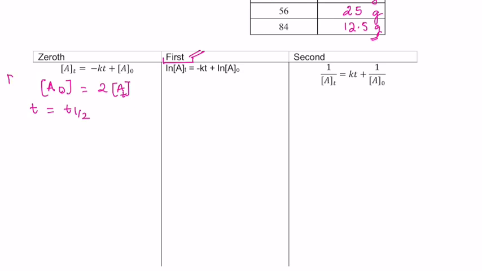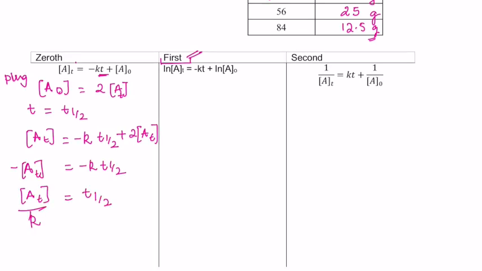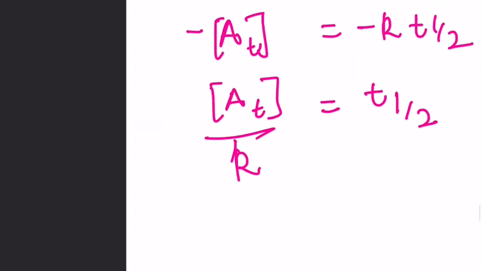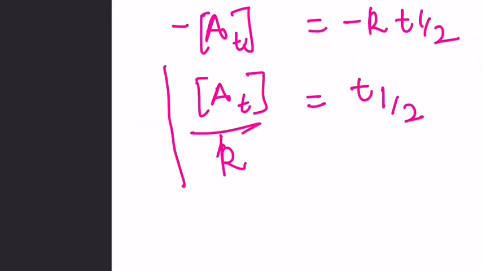So let's plug these into the integrated rate law for the 0th order reaction. Then I would write At, no change, equals minus k, and instead of t I will write t half, and instead of A0 I will write 2At, which gives me t half is equal to At over k. This is the half-life expression for a 0th order reaction.